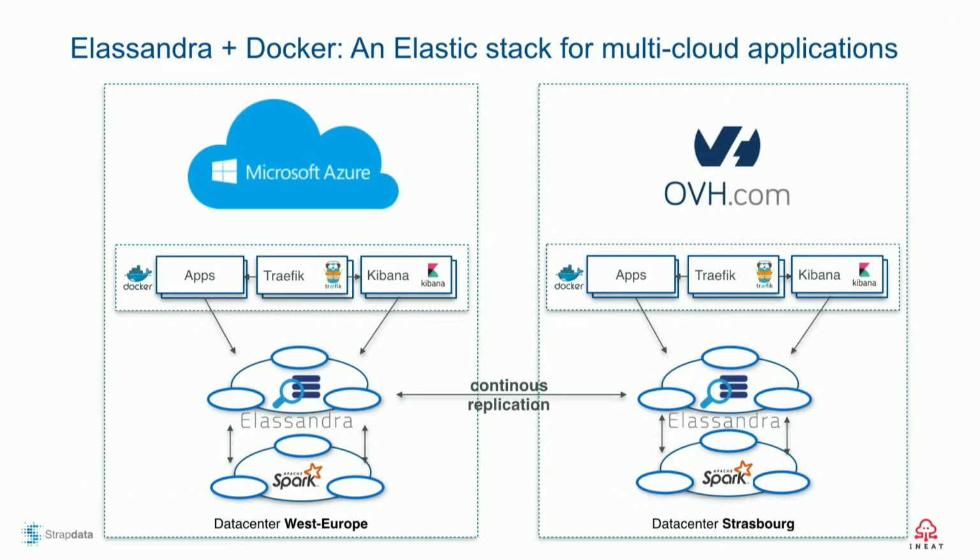Well, one of the main advantages is that Cassandra allows replication between multiple cloud providers. Here is a stack between Azure and OVH. We deploy a stack with Docker for applications, including Kibana inside a Docker container. And then Cassandra is the data layer. It's elastic by adding some nodes, and it's also distributed between many data centers.